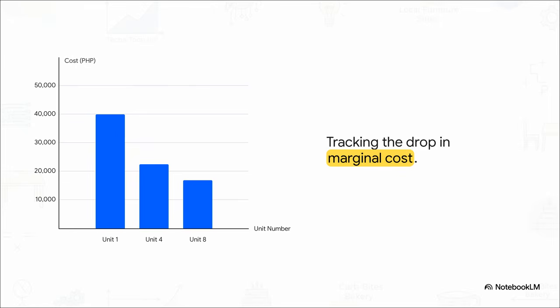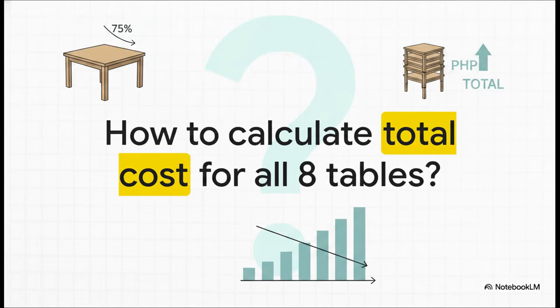Unit 1 is 40,000 pesos. Production doubles to Unit 2, so we multiply by 0.75, dropping the cost to 30,000 pesos. We double again to Unit 4, which drops the cost to 22,500 pesos. And finally, we double from 4 to Unit 8, multiplying by 0.75 one last time. That brings the cost of the 8th table down to just 16,875 pesos. That is a massive reduction in cost, all thanks to the experience gained. But we've got to address a critical limitation here.